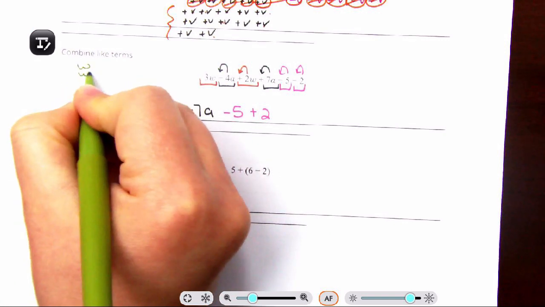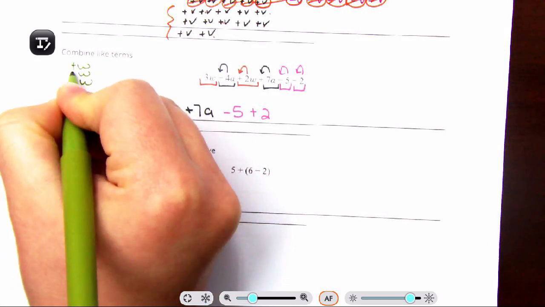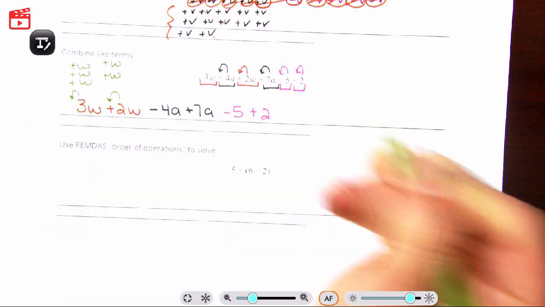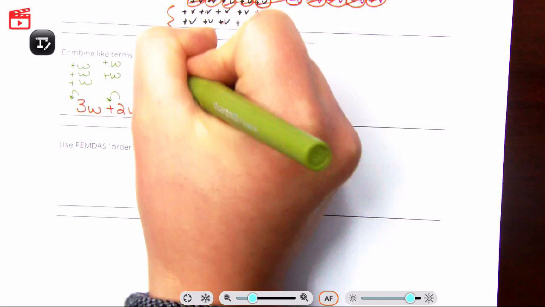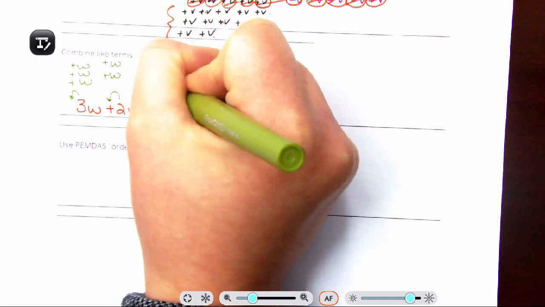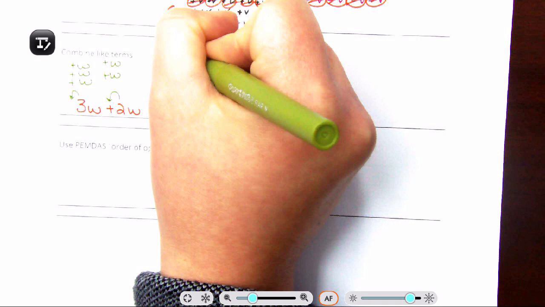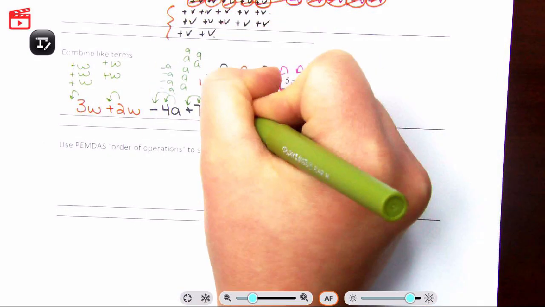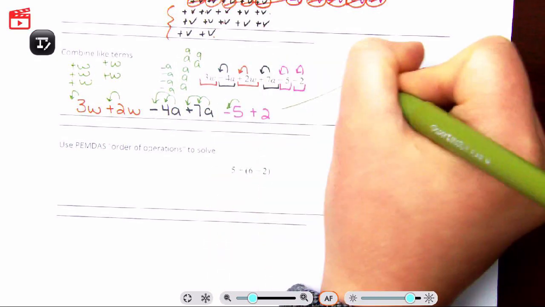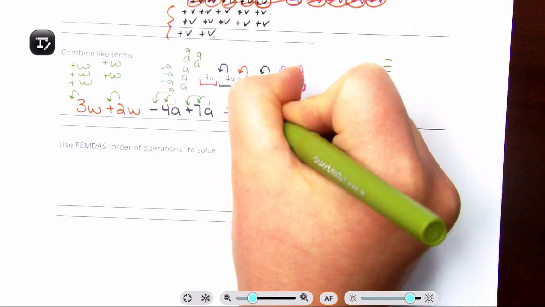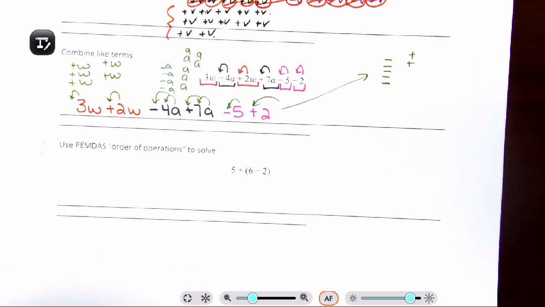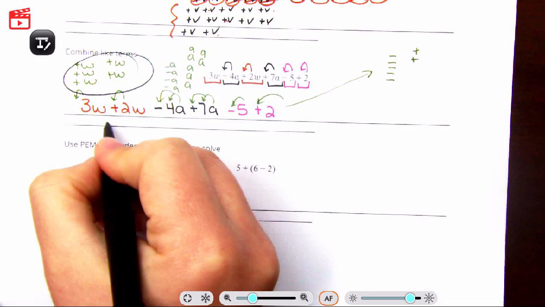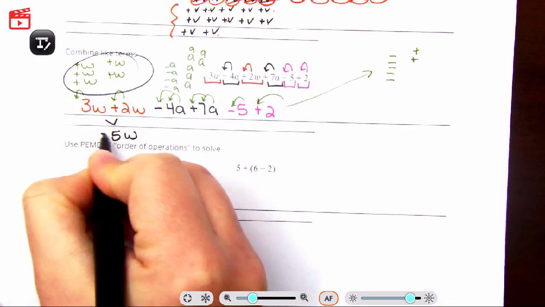So I have 3 w's that are positive. I have 2 w's that are positive. I have 4 a's that are negative. I have 7 a's that are positive. I have 5 minuses, and I'm going to do these here. And I have 2 pluses. And then we get to combine like terms. So I have no zero pairs here. There's no minuses, so I only have 5w that are plus.